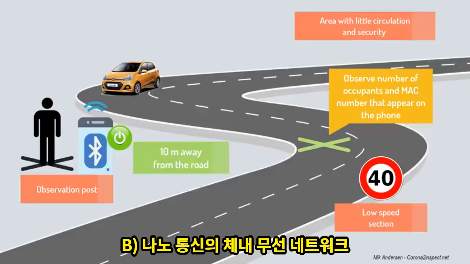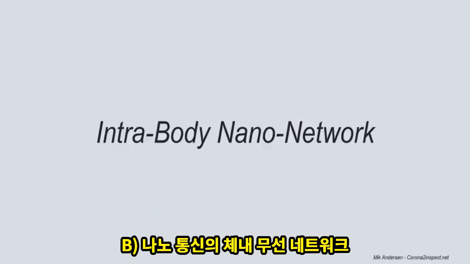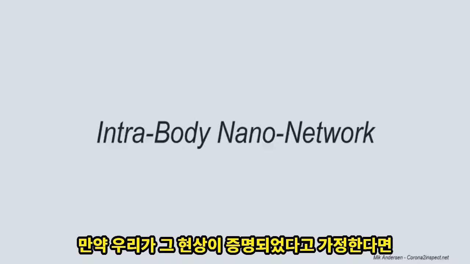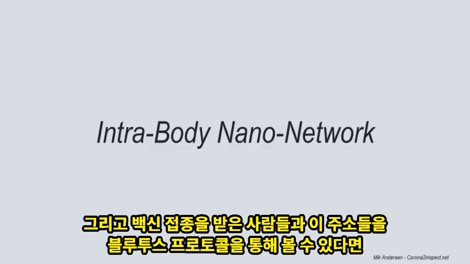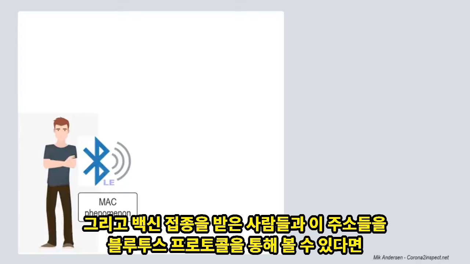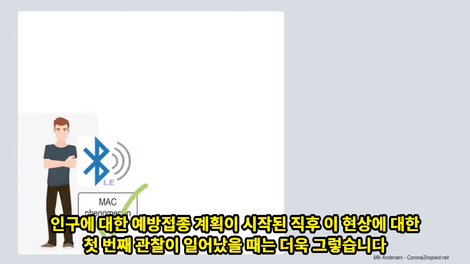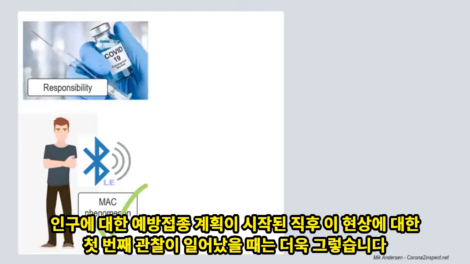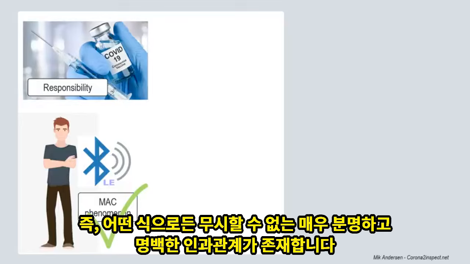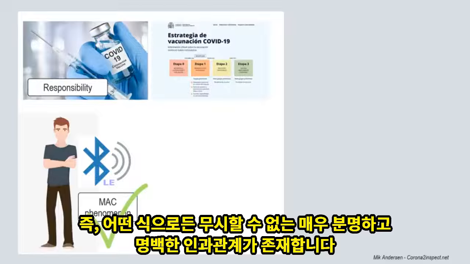B. The intracorporeal wireless network of nanocommunications. If we assume that the MAC phenomenon is proven, and that vaccinated people emit these addresses, visible through the Bluetooth protocol, then it seems logical to think that vaccines are responsible for this effect. This is even more true when the first observations of the phenomenon occur just after the start of the vaccination plan for the population. In other words, there is a very clear and evident cause and effect relationship that cannot be ignored in any way.